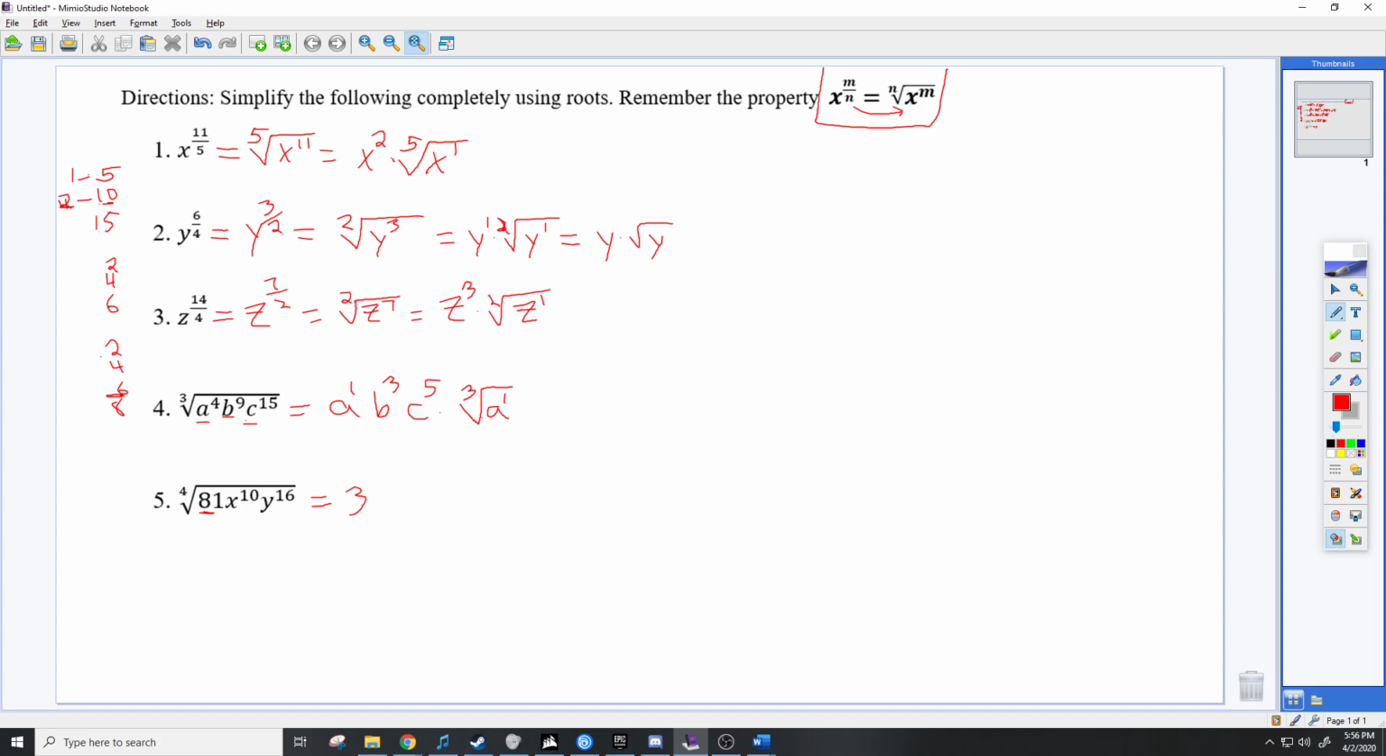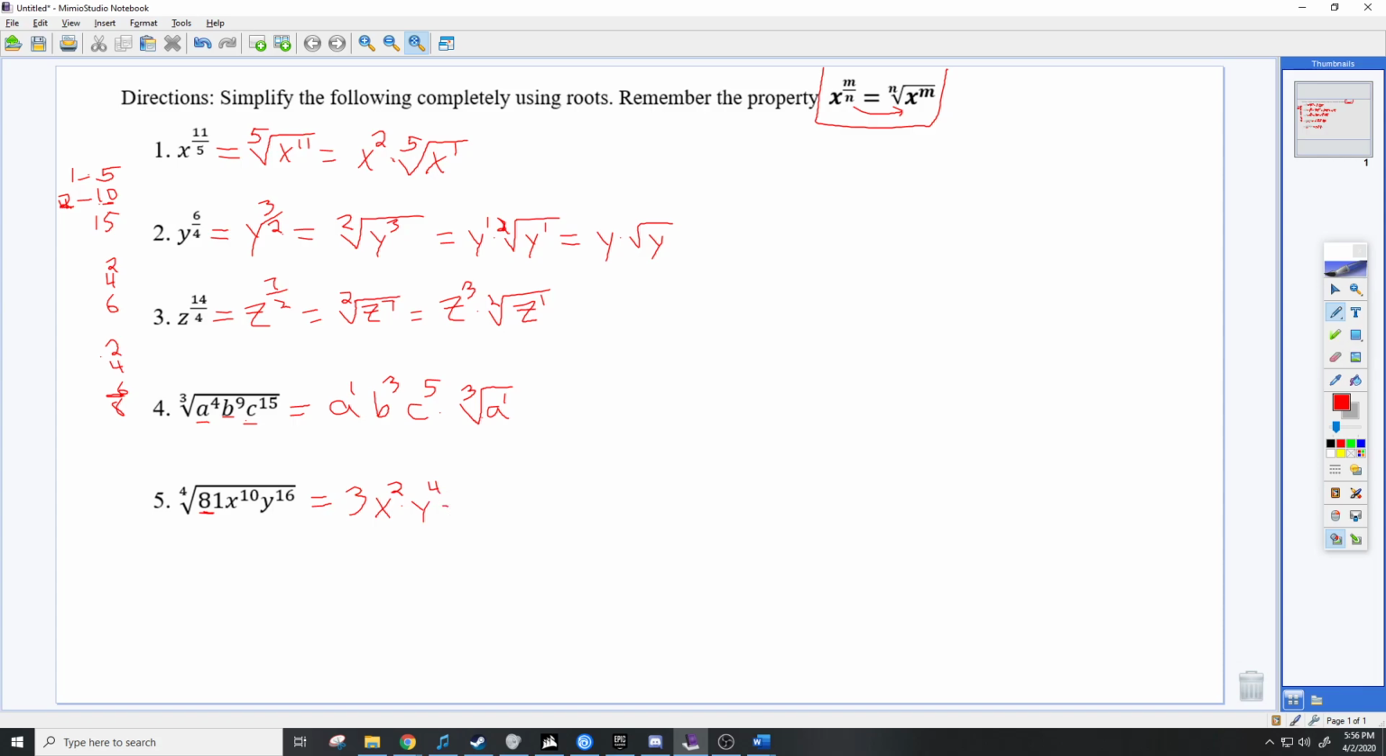Then we do the same thing as we did the last set. How many times does 4 go into 10? That would be 2 times. So x squared comes on the outside. How many times does 4 go into 16? That goes in perfectly 4 times: 4, 8, 12, 16.